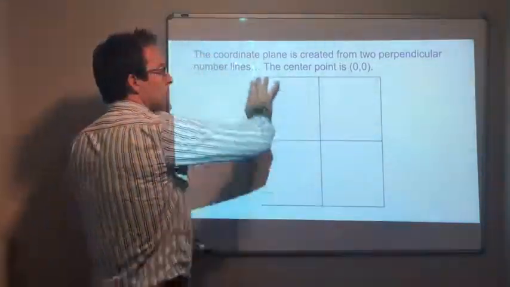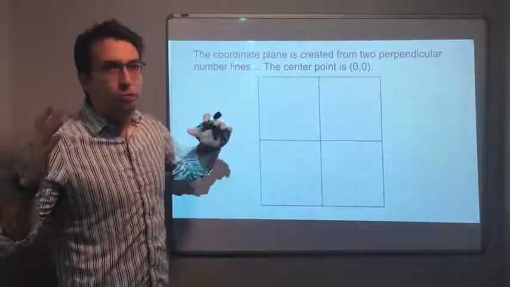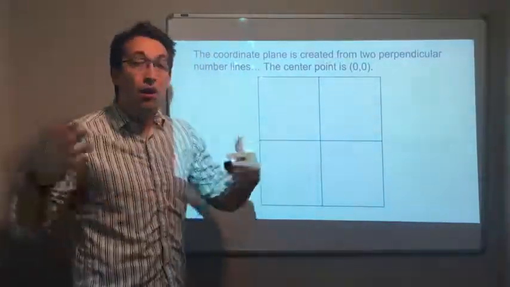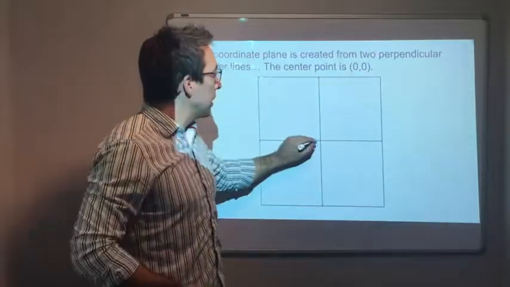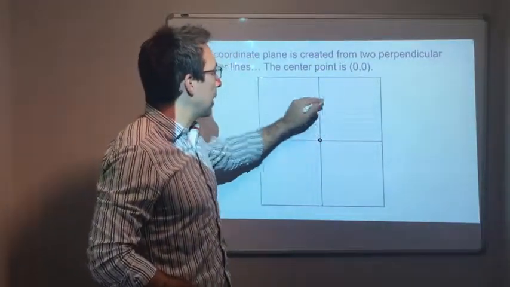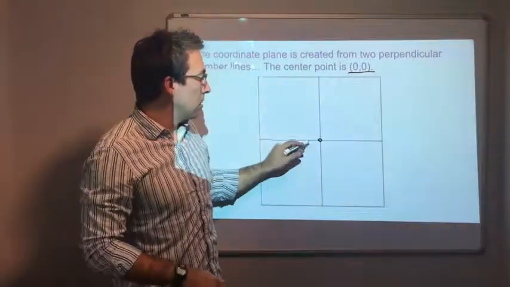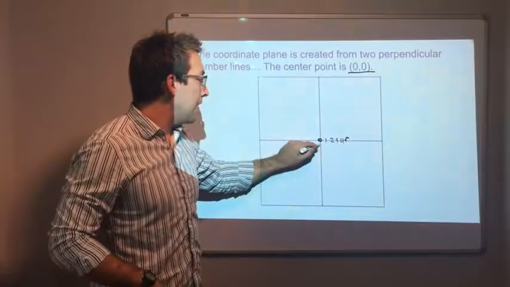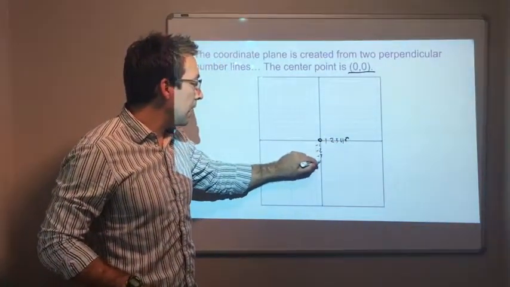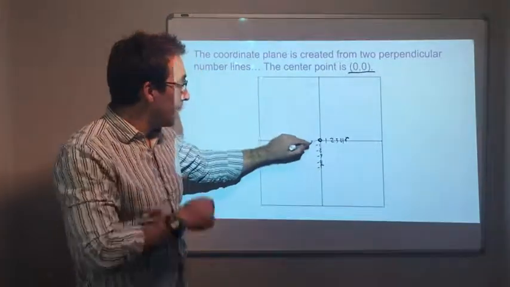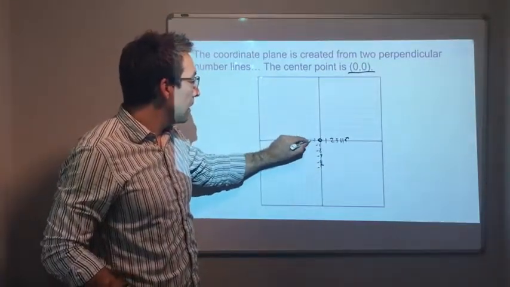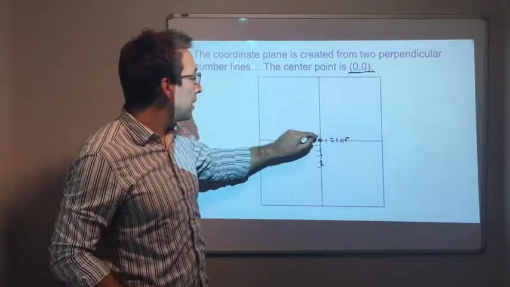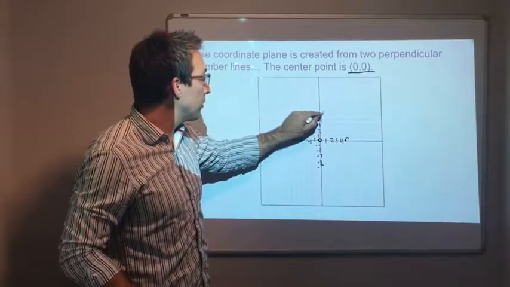Here's our plane. The coordinate plane is created from two perpendicular, 90 degrees, number lines. Our center point is 0, and I wrote it here as a coordinate, 0, 0. Now watch: 1, 2, 3, 4, 5, and -1, -2, -3, -4, -5, and then again on the other axis.